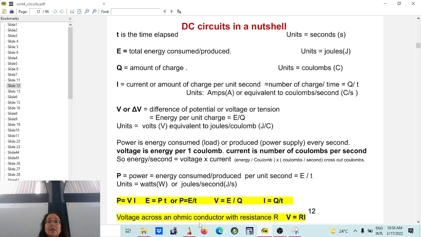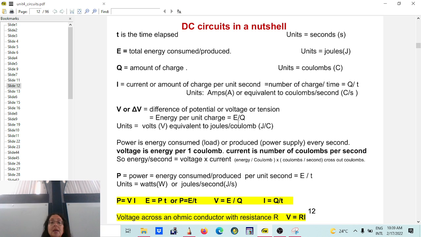So that will be all the equations we have so far on physical quantities. Time has to be in seconds, energy in joules. Q is the amount of charge, in coulombs. I is the number of coulombs per second, so it's Q divided by T, and the unit is amps. You have voltage. Voltage is a property of 2 points. So for a circuit, it's good to have the second point at ground. It's easier to understand. That will be energy per coulomb.